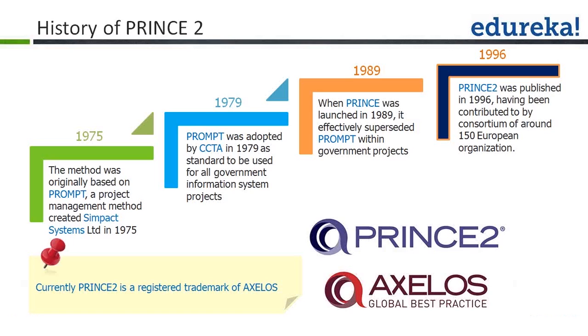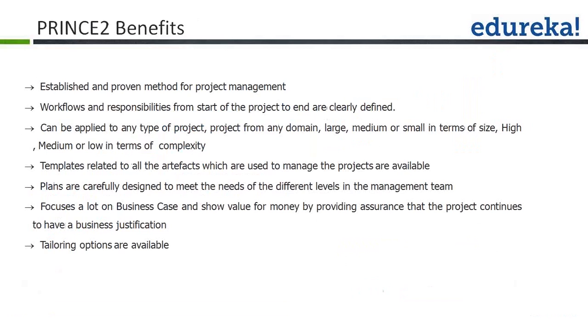In 1989, the first version of PRINCE was launched that effectively superseded PROMPT with government projects. It was in 1996 when PRINCE2 was first published, having been contributed to by a consortium of around 150 European organizations. From 1st January 2014 onwards, PRINCE2 is owned by AXELOS Limited, which is a joint venture of the Cabinet Office of the UK and a private company called Capita.